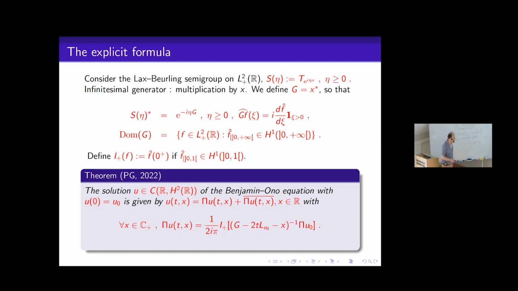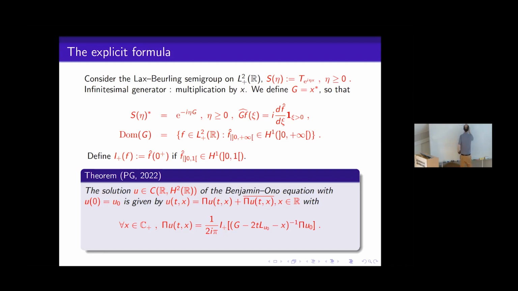And then you can prove, just by standard semigroup theory and perturbation, and this is why I really need u0 to be in H infinity. Here it's even better. You have to prove that the Fourier transform of this image by the resolvent is in H1, and then you take its I plus and 1 over 2 i pi I plus. Okay, maybe let me write it down just for a while.